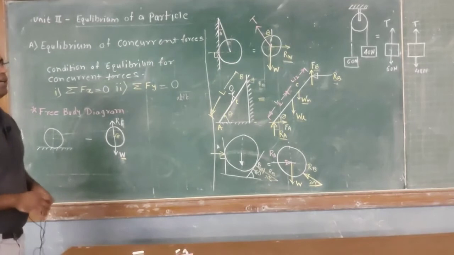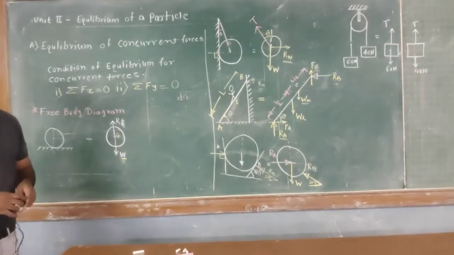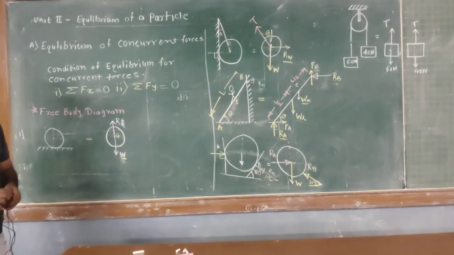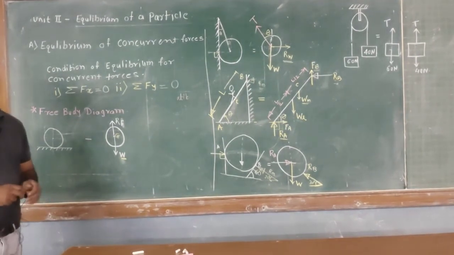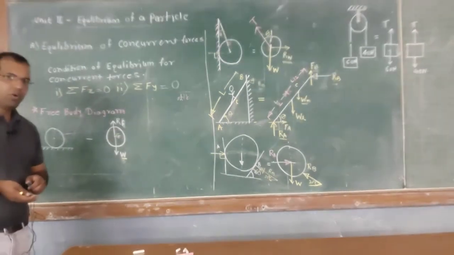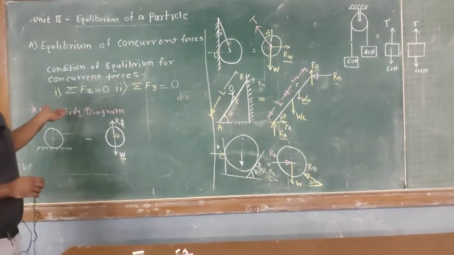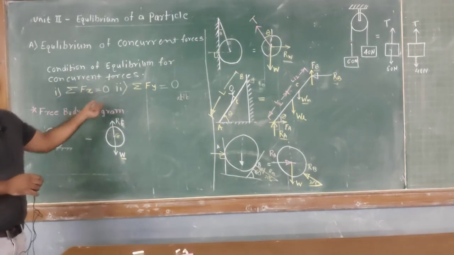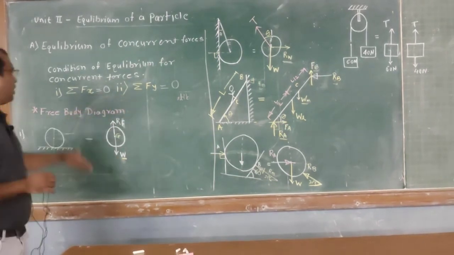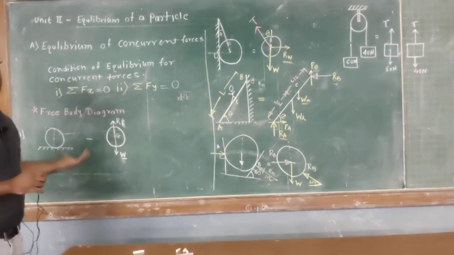So what we have covered in this lecture: we have covered what equilibrium is. Equilibrium is nothing but when the resultant force is 0, then we can say that the system is in equilibrium, or the net effect produced by all the forces is 0, then we can say that the system is in equilibrium. And then after that we have learned the conditions of equilibrium for concurrent forces. Summation of Fx is equal to 0, summation of Fy is equal to 0, and we have discussed how to draw the free body diagram and what the free body diagram is.